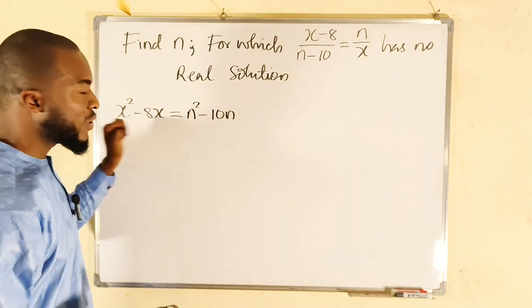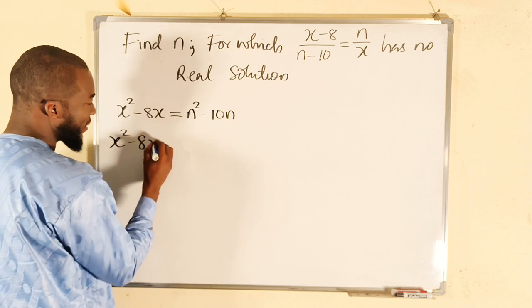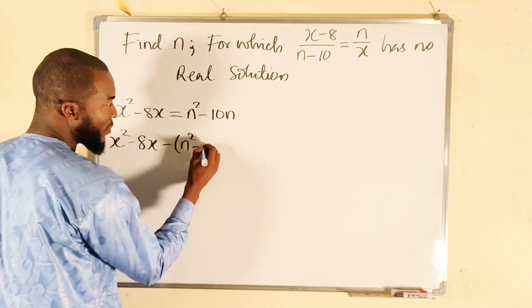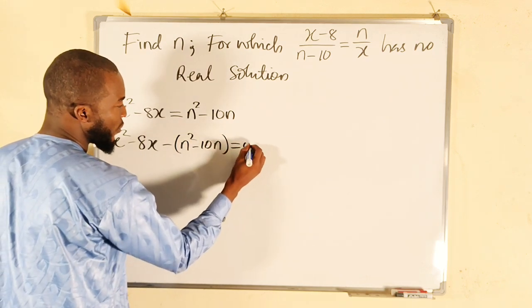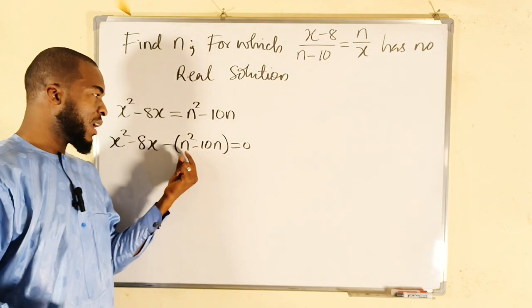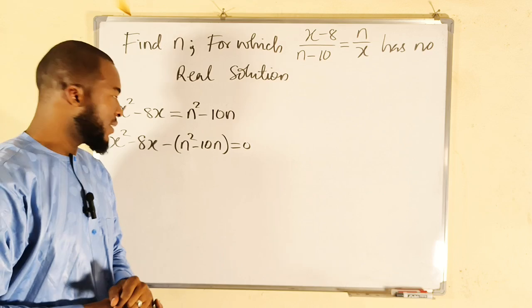Now let us bring this one to the left. We have x squared minus 8x. As this crosses over, it becomes negative n squared minus 10n equal to 0, right? This is a quadratic equation where the whole of this expression here, negative (n squared minus 10n), is considered to be the constant.